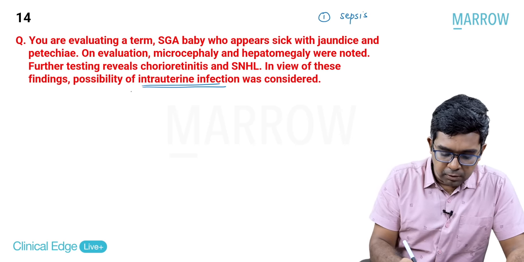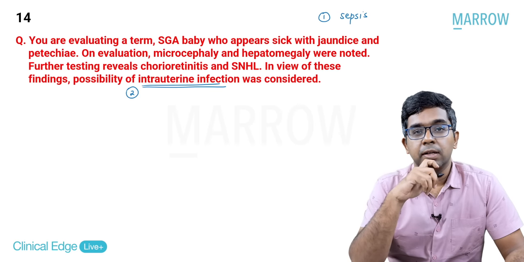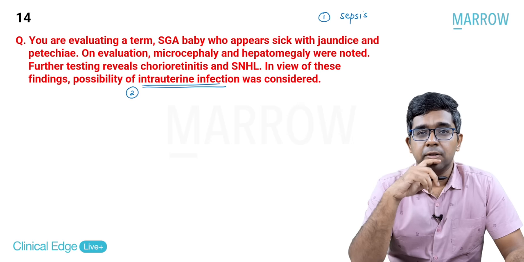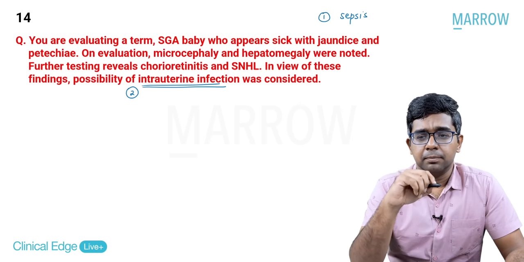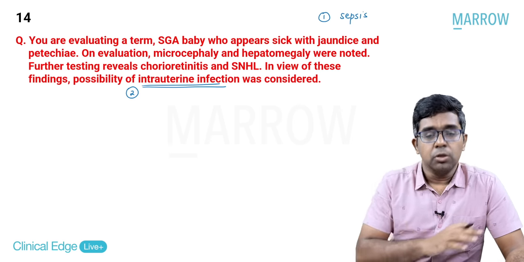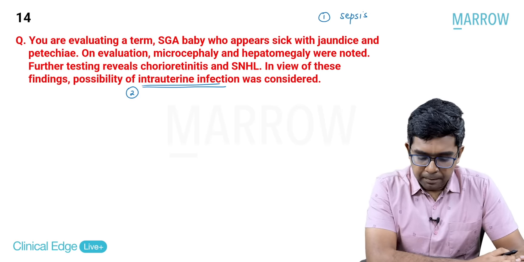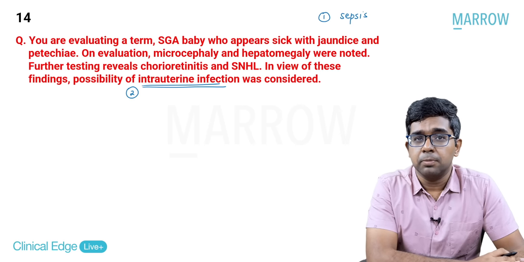Number two, you have to keep the possibility of intrauterine infection as well. Now, this question is leading us into the possibility of intrauterine infection. So, in this clinical setting, which condition should be considered? Many intrauterine infections have microcephaly as well as hepatomegaly.